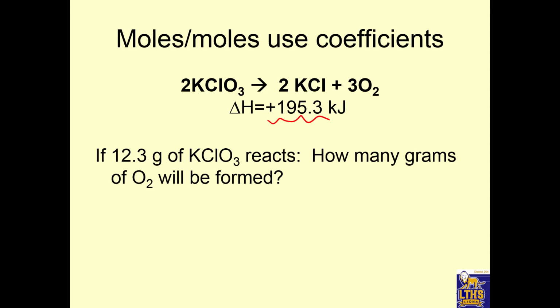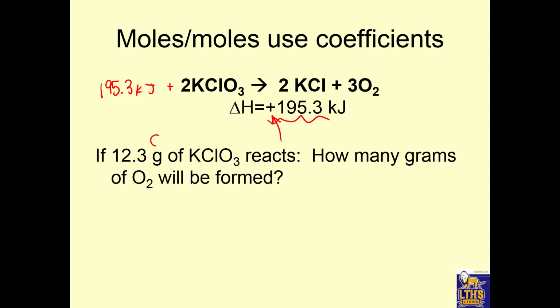Okay, so we just talked about heat. We said when it was negative, it was exothermic, so the heat was produced. When the heat is positive, it's endothermic, so the heat really is one of the reactants. It has to go into the reaction in order for the reaction to happen. So now we have a complete balanced equation with heat and coefficients.